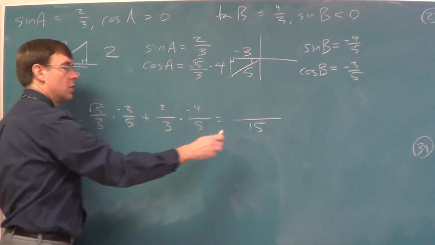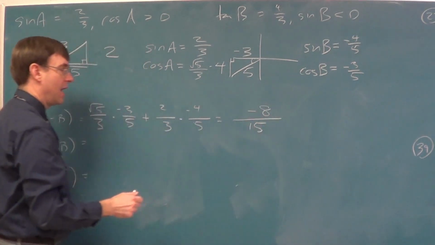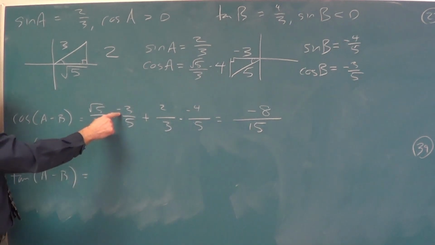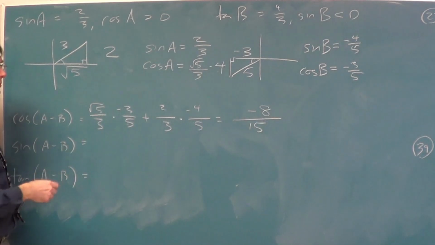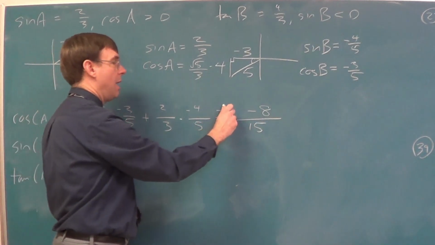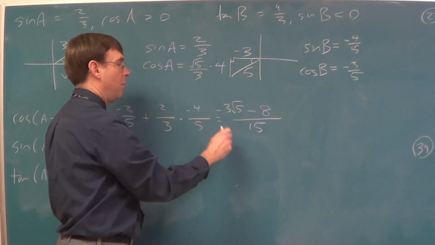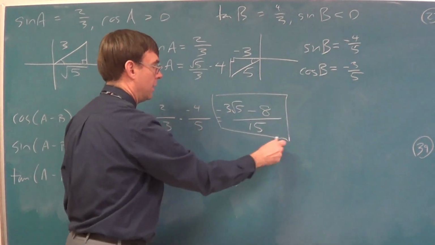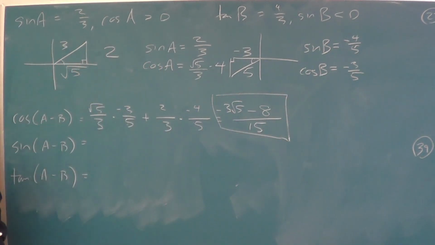Negative 4 times 2, I'll splotch a minus 8 at the end of that. What's the best way to write this? Negative 3 root 5. Numbers that aren't rooted can't multiply numbers that are rooted. And that is our answer.